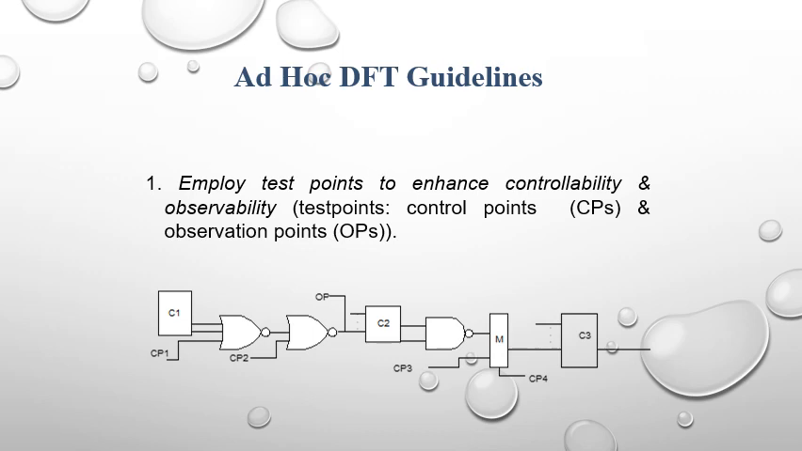First one, ad hoc DFT guidelines. Employ test points to enhance controllability and observability. Here the test points are control points and observation points. Each control point and observation point is part of the ad hoc testing in the circuit. Here CP1, CP2, CP3, CP4 are the control points and OP is the observation point.